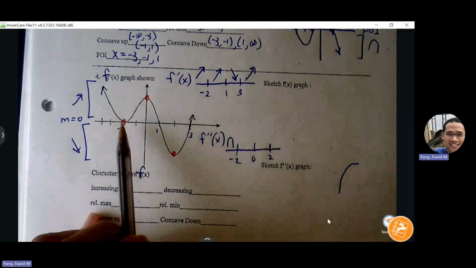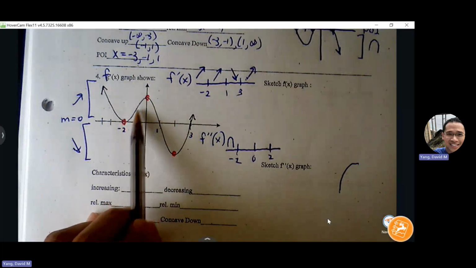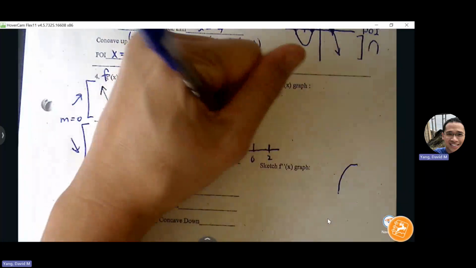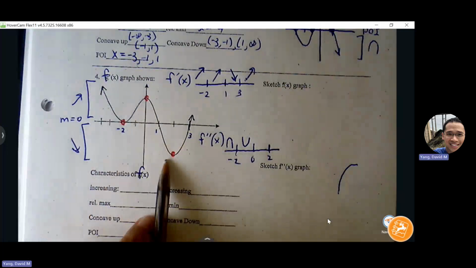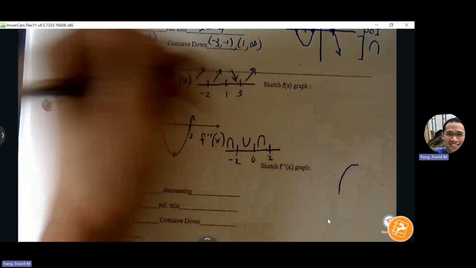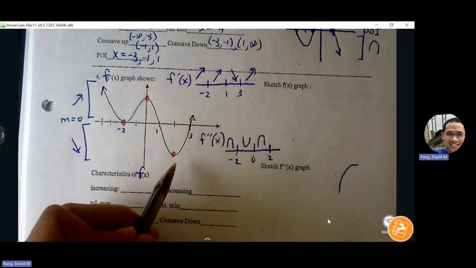Okay, between -2 and 0, concave up, because the slope is becoming more positive. Right. Okay, between 0 and 2, negative slope means concave down, and then positive slope means concave up.